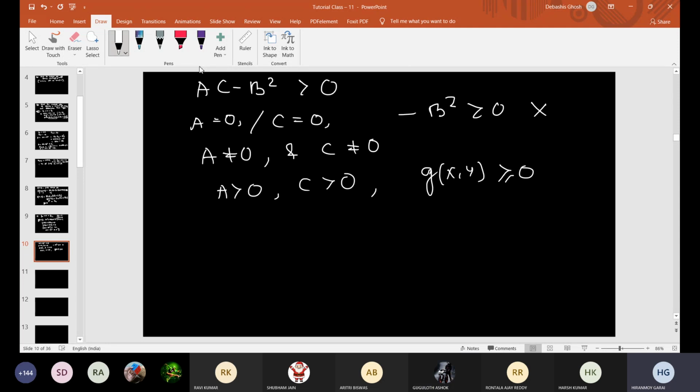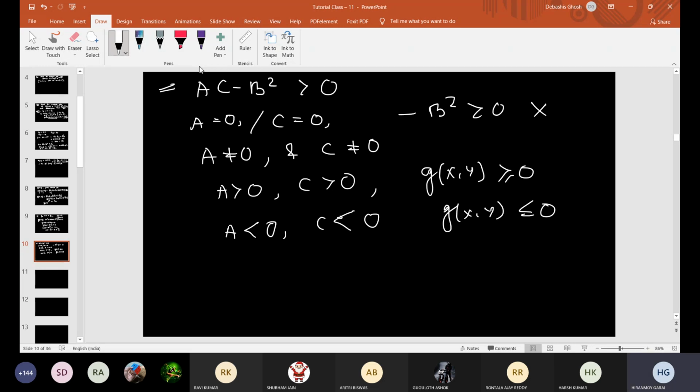Now what are the possible values of a and c? You started with these being positive. Under those circumstances, these are the possible things. Another possibility is that both a and c are negative, and then also we get this one positive. If this happens, then we have the criterion that g of x, y is less than or equal to 0, and at that time it is a maximum at the origin, the point (0, 0) of that function.